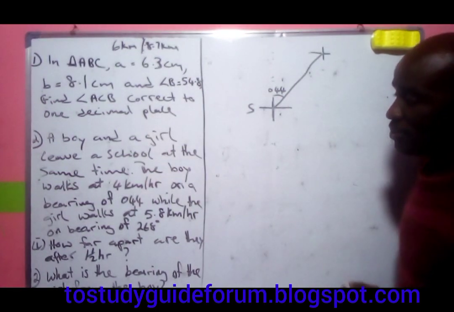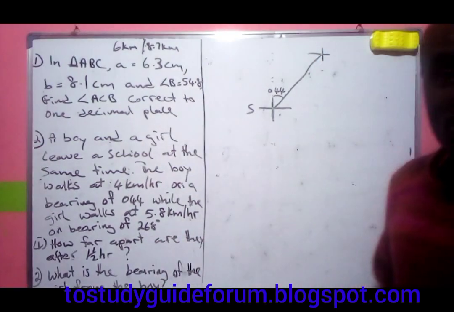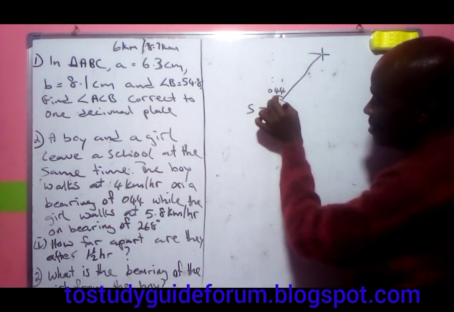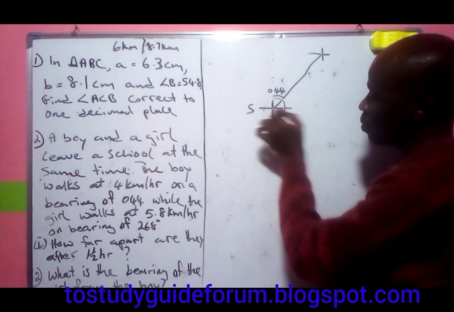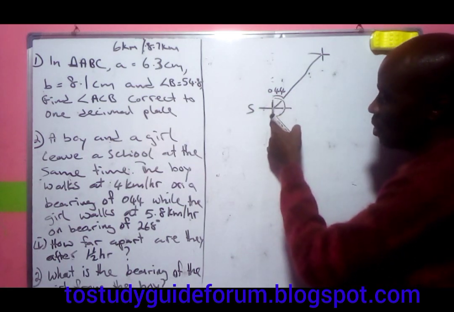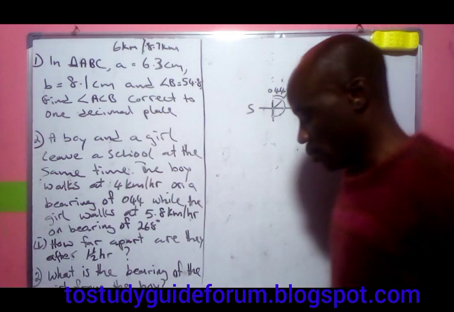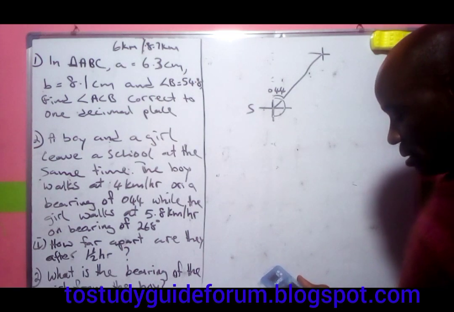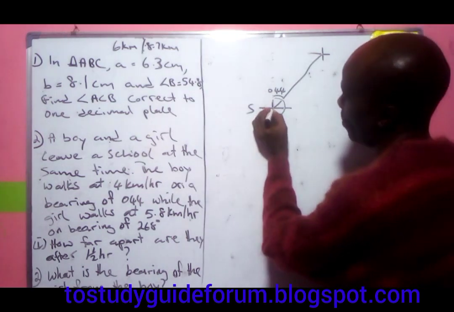And then the girl moved at a bearing of 268. So what are we going to do here? We move from here again. We know that this end is 180. What do we need now to complete it to the value that we need? Minus 180, we need 88. That means you'll be somewhere around here.